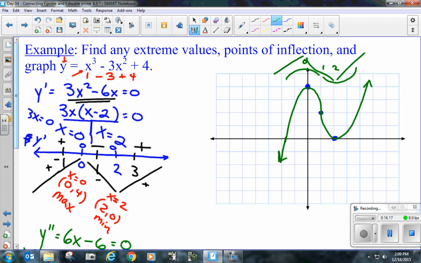Now, if you want to get specific, like, hey, well, how do you know it touches here? I don't. Let's say if I put a negative 2 in for an x, what would my y be? Let's do a negative 2. Negative 2 cubed would be negative 8. All right? That minus 12 plus 4. So that'd be minus 20 plus 4, which would be minus 16. So at negative 2, this thing will be like way down here.